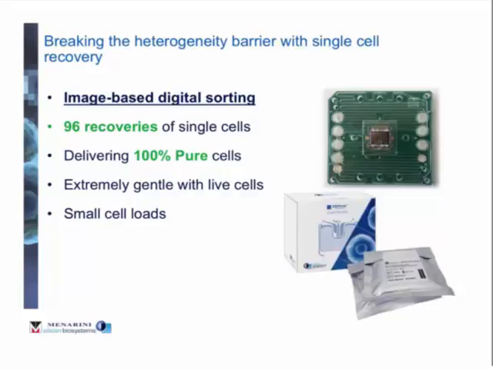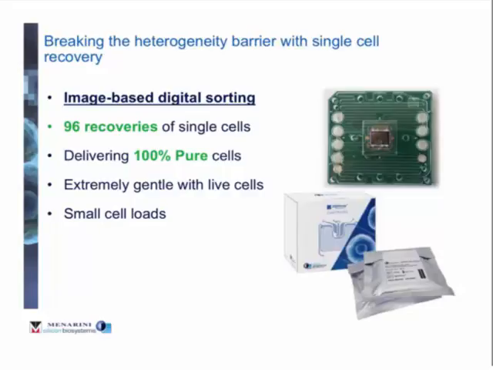That's the core of our technology. It's an array of electrodes, over 300,000 electrodes, which create over 30,000 cages. And the system affords image-based digital sorting. So all the cells are trapped in stable levitation in the 30,000 cages.